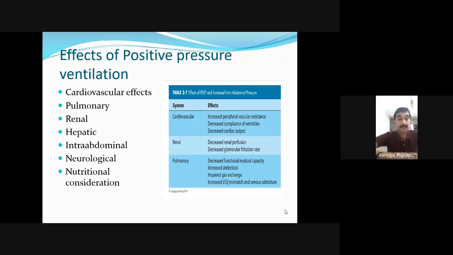The first effect and the foremost is the cardiovascular effect. What positive pressure ventilation does is it actually causes compression of the great vessels. It increases the intrathoracic pressure and it compresses the great vessels. So the venous return to the heart is reduced. As the venous return is reduced, the stroke volume and the cardiac output subsequently reduce.